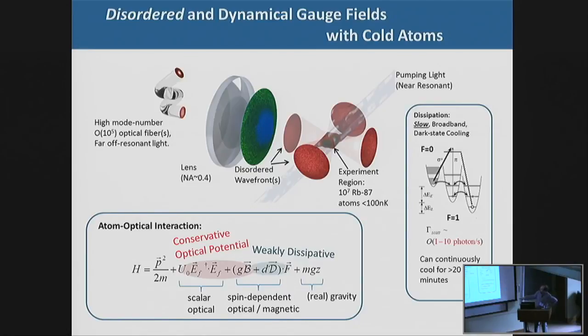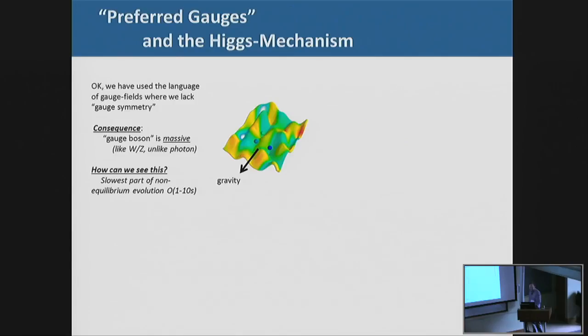And if you think about how this works, it's an atom-optical interaction that has, yes, kinetic energy for the atom, but it also has a conservative optical potential, as well as spin-dependent optical forces that come from polarization gradients from this random light. And then in addition to that, we also have real gravitational potential because the atoms actually sit on the planet Earth. Okay, so how can we use this to look at these kinds of phenomena?